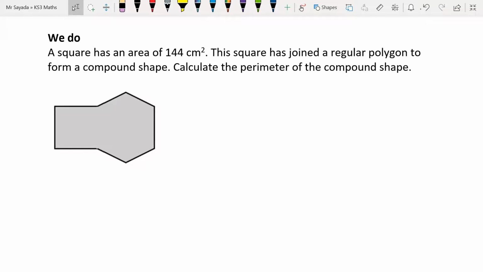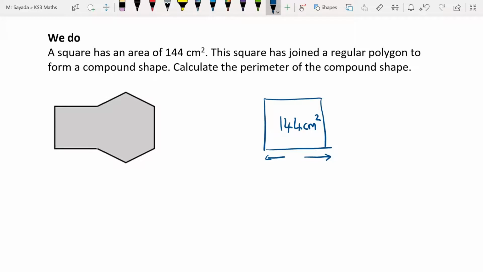So the first thing is, I'm told that the square has an area of 144 centimeters squared. If the square has an area of 144 centimeters squared, what can I now work out? Say your answer to the video. I can now work out the length of each side of the square. So what's the length of each side of this square? Say your answer to the video now. You should have said that each side of this square is the square root of 144, which is 12. In case you've forgotten, that's because 12 squared is 144. So this side is 12.